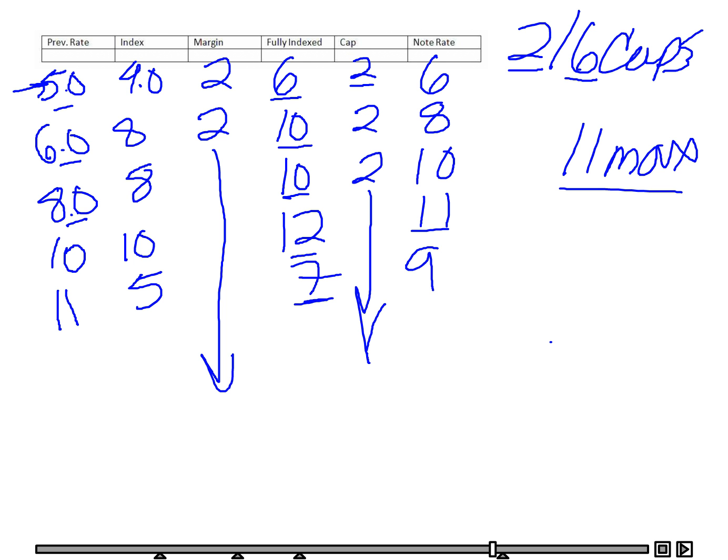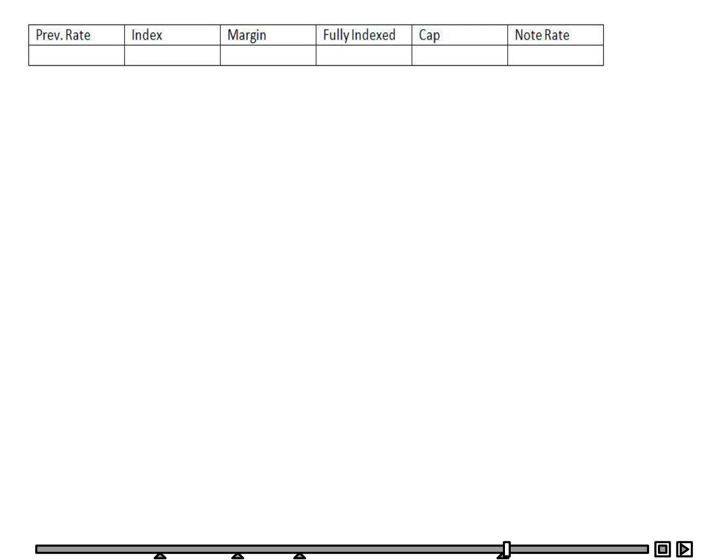Let's do one more. So that 9 becomes our previous interest rate. Let's say the index stays the same, and so our fully indexed rate stays the same. So this time we can go down to 7 or back up to 11, and we'll go down to 7. One more example, because I know this is complicated.